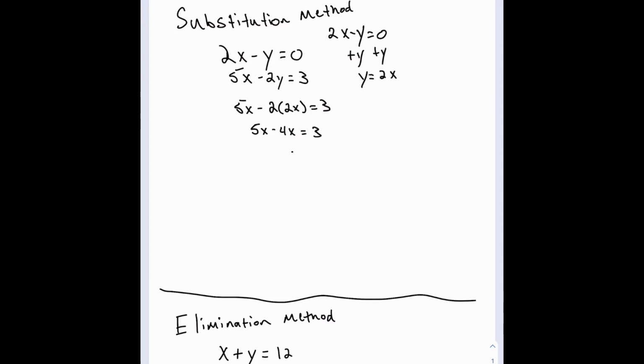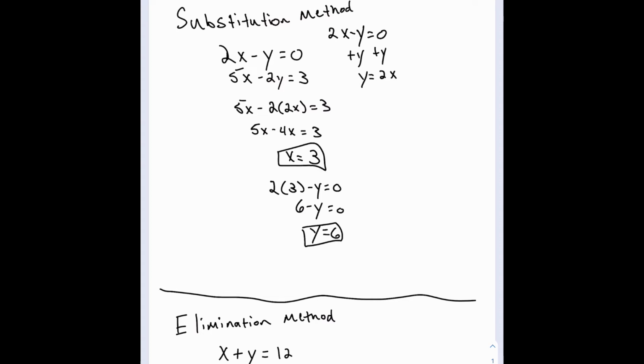Combining like terms, we see that x equals 3. Now that we know what x equals, we can substitute this value back into the initial equation, 2x minus y equals 0. So 6 minus y equals 0, so y equals 6. And that's our answer: x equals 3 and y equals 6.